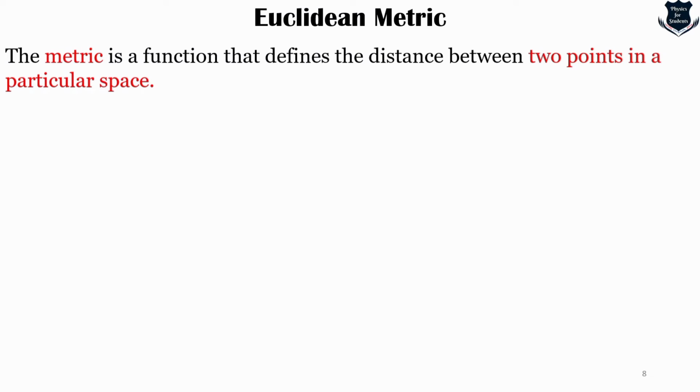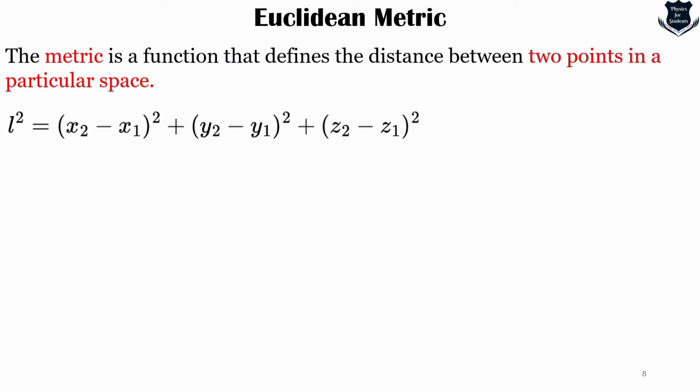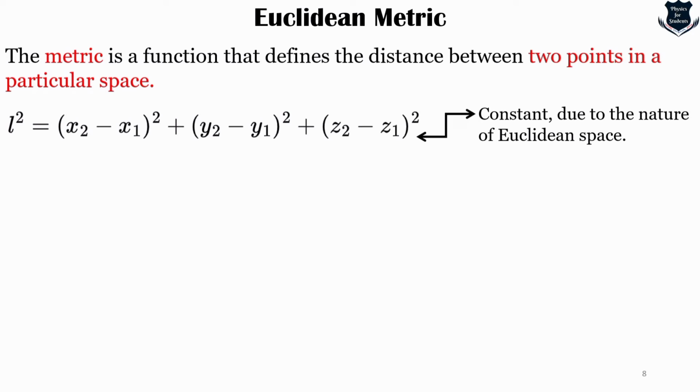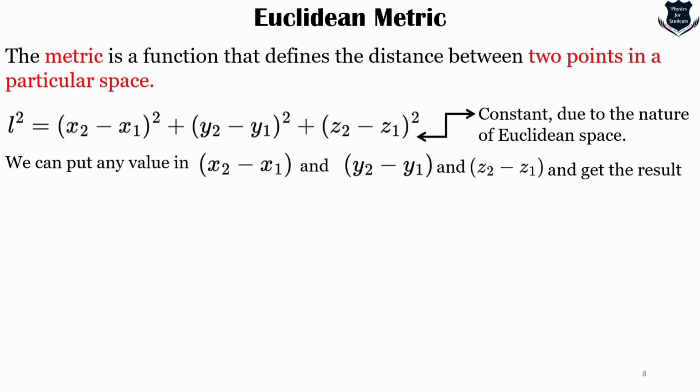So because of the nature of the Euclidean space, the distance function is constant. It doesn't matter where it changes. So if this is constant due to the nature of the space, that means we can plug in any values of x2 minus x1, y2 minus y1, and so on, and end up with the correct answer, right? And the distance between points x1, y1, z1 and x2, y2, and z2. Now this is something which is not the same for other spaces, right?